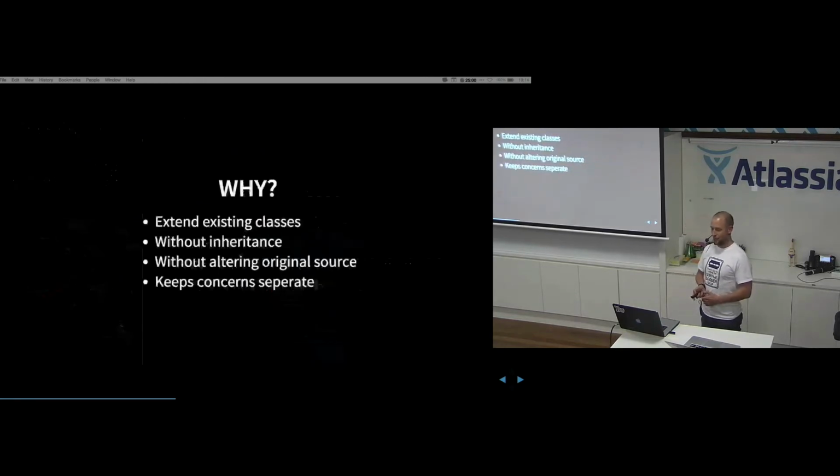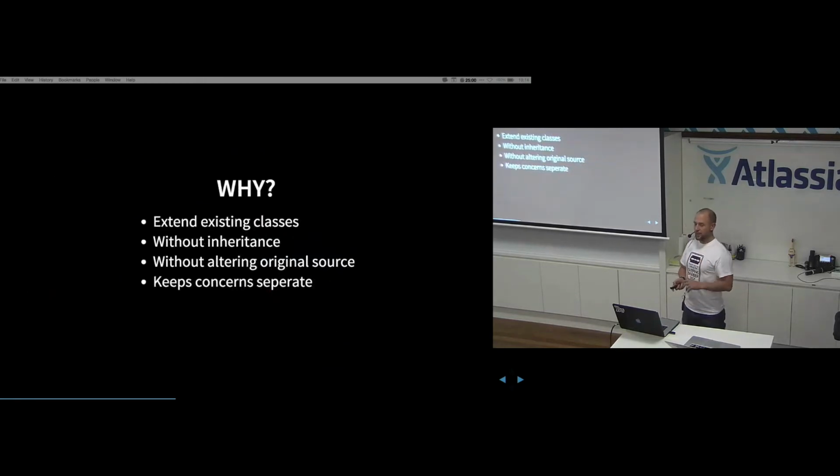Right, type classes, why? To use type classes, we want to extend existing classes, but we don't want to use inheritance. We don't want to alter the original source, and we want to keep our concerns separate. So imagine we've got a library which we're importing from a third-party jar, and we want to add a method to it. We don't want to download the source file from Git, recompile it, change the methods, and pump something out. We don't want to use inheritance. What we want to do is use these things called type classes, which let us do all that without breaking those rules.